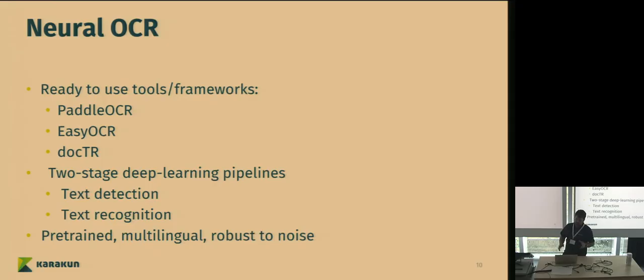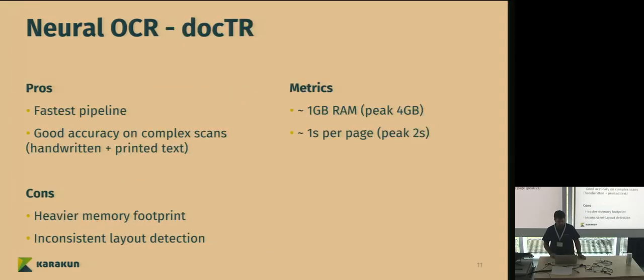Those tools, most of the time, use two-stage deep learning pipelines with neural networks and so on, where they first do text detection, and then based on where the text was detected, they do text recognition. Those tools are ready to use. You don't have to train anything. You don't have to do anything. Just plug and play, send a document, and you get results back. So it's very easy to use. They're usually trained on multilingual data sets, so also for Italian it's perfectly fine.